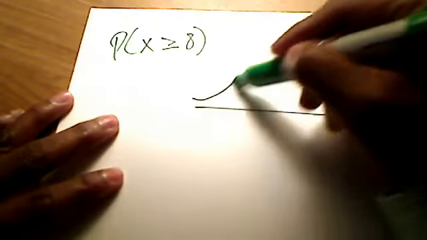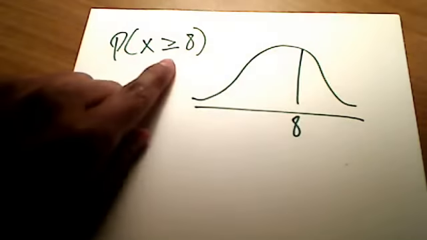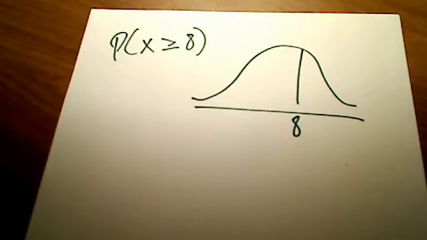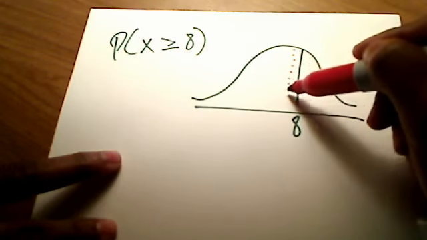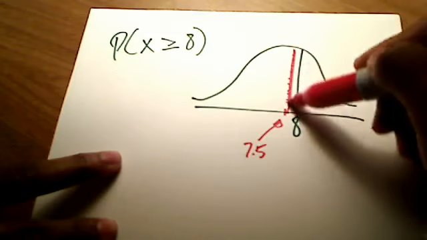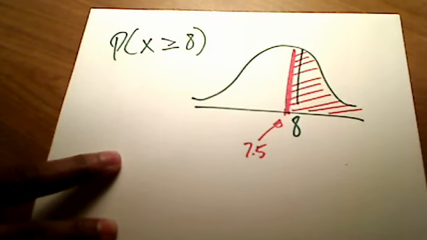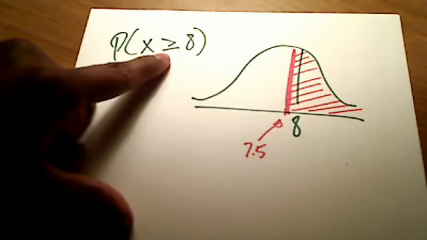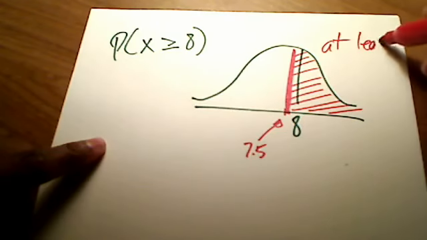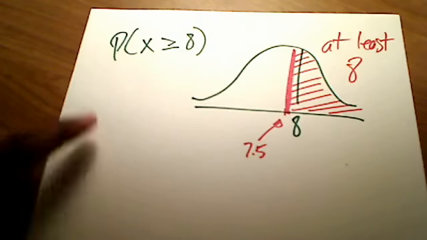Picture-wise, let's say that 8 is sitting right there. If I want to include 8, and I'm going to shade to the right of it, then I need to go just to the left of 8, which is 7.5, just shy of 8 on the left side, and shade everything greater than that, because that is a greater than symbol. That's what at least 8 looks like as far as continuity correction is concerned.